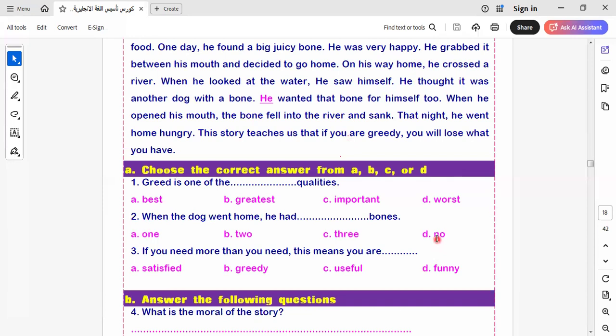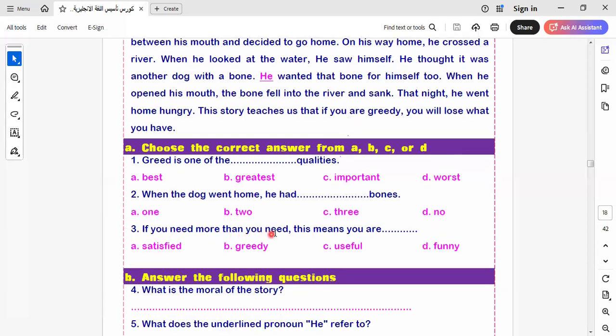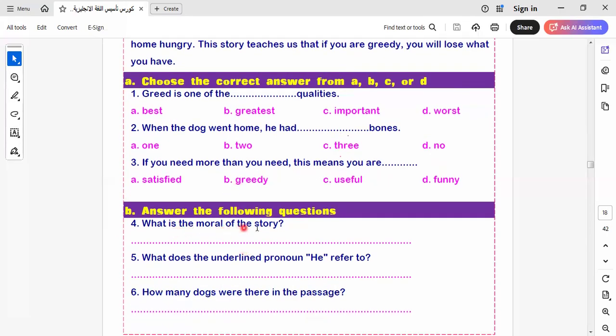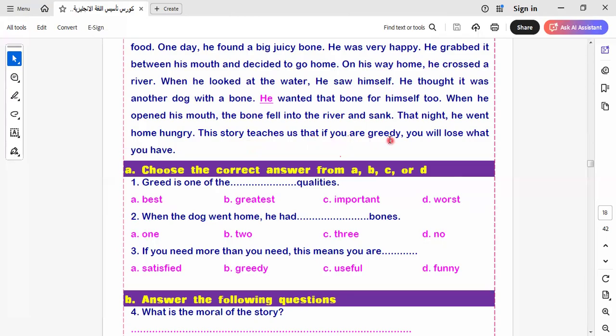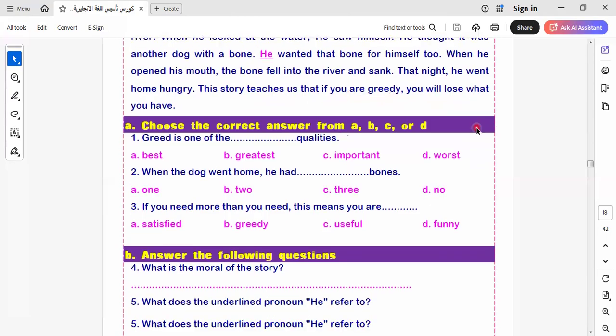If you need more than you need, it means you are greedy. What is the moral of the story? The moral of the story is that if you are greedy, you can't gain anything, or you will lose everything.